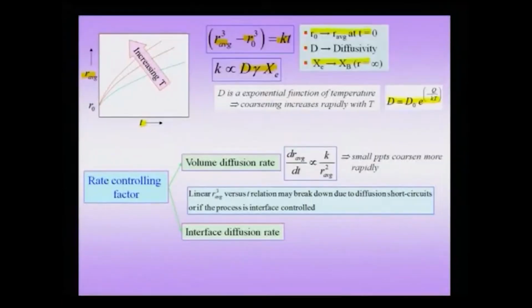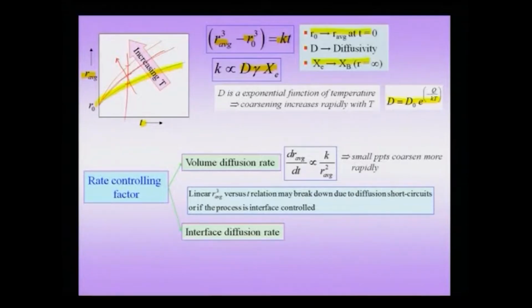So, if you plot the curve at a lower temperature, I would get an r average versus t curve which looks like this, but with increasing temperature, you will see that the r versus t curve shifts upward. That means that for a given time, I will have a higher r average if I have a higher temperature.